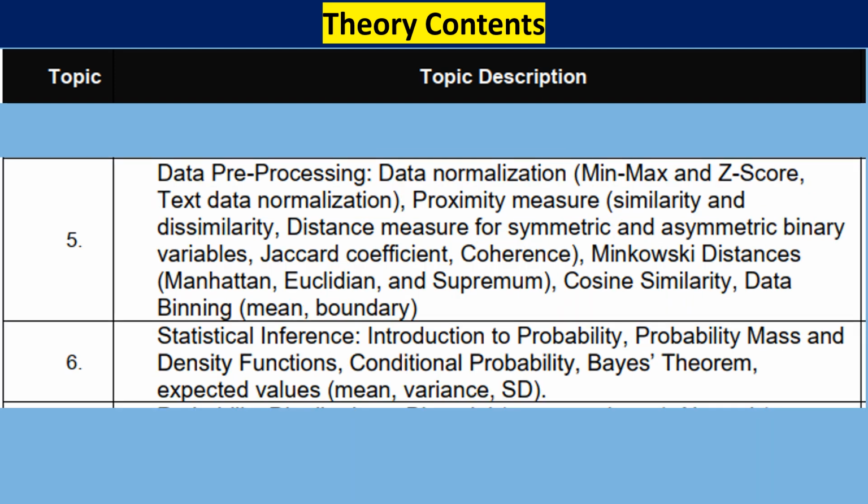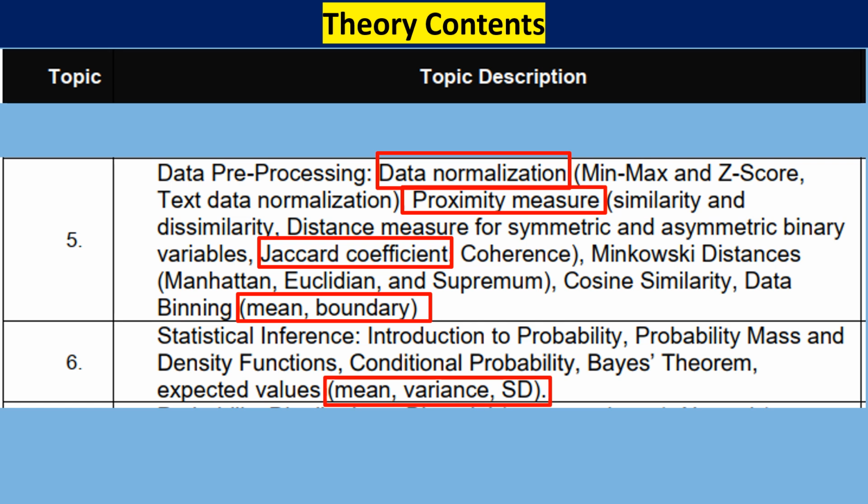Data normalization, text normalization, standardized text format, proximity measures, assessing similarity using methods like Jaccard coefficients for binary data. Data binning simplifies continuous data using mean or boundary binning for better analysis. Statistical inference uses probability to draw conclusions from data. Expected values include mean, variance, and standard deviation.